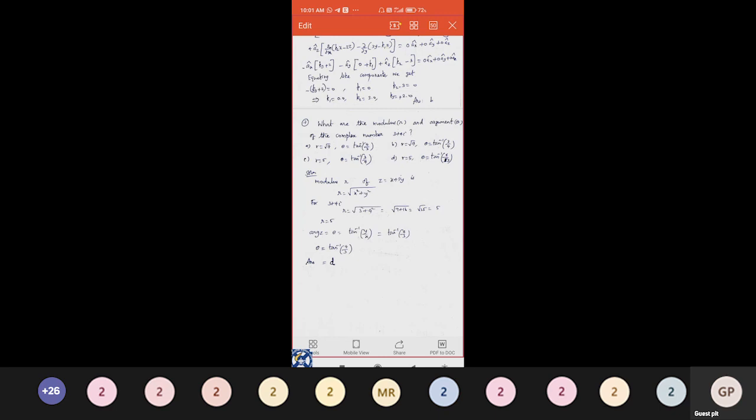And the argument of z, which is given by theta equals tan inverse of y by x, y is 4 and x is 3. So tan inverse of 4 by 3. So theta is tan inverse of 4 by 3, and r value is 5. That is, your modulus is 5 and your argument is tan inverse of 4 by 3, which matches option D.